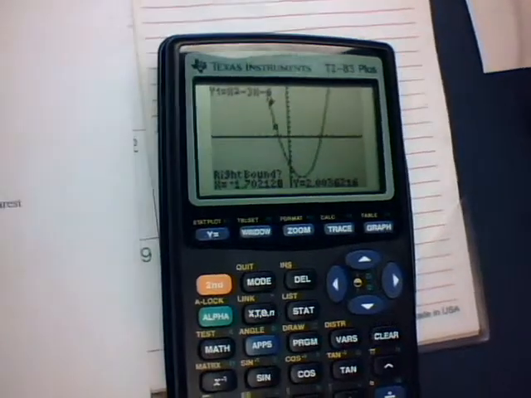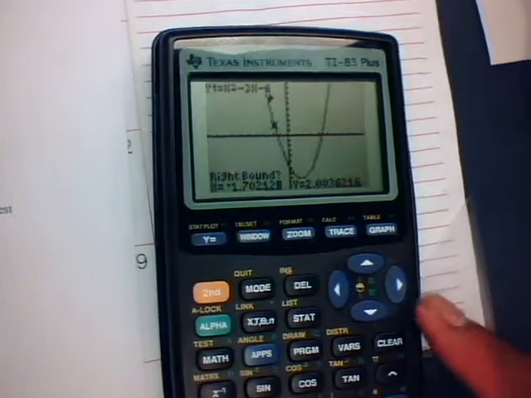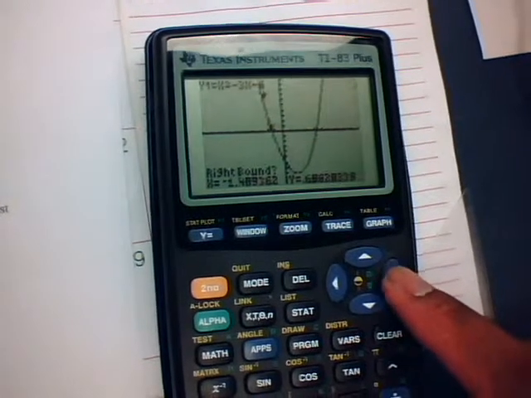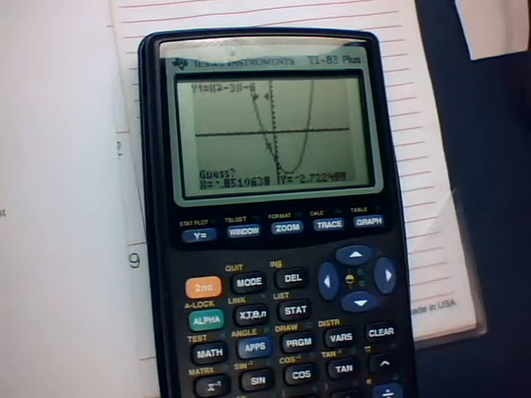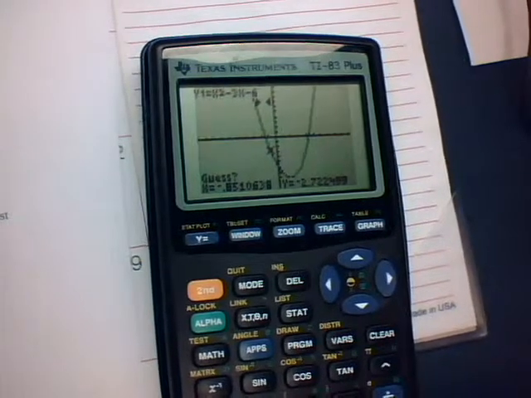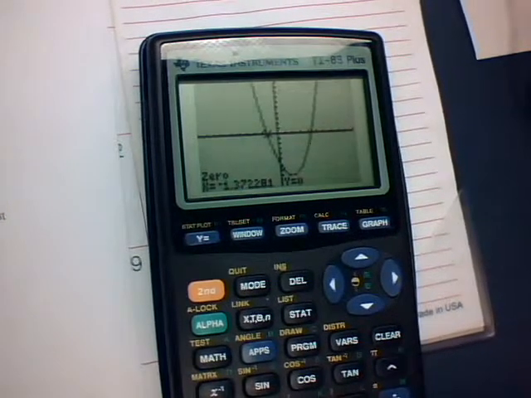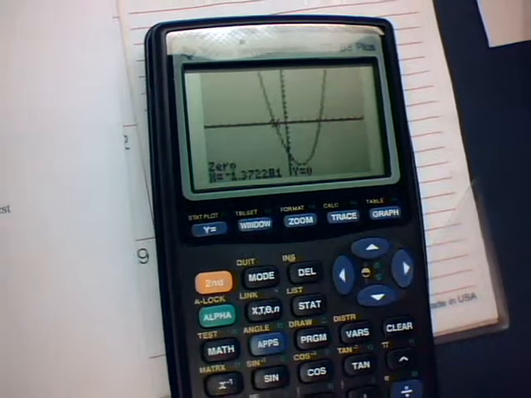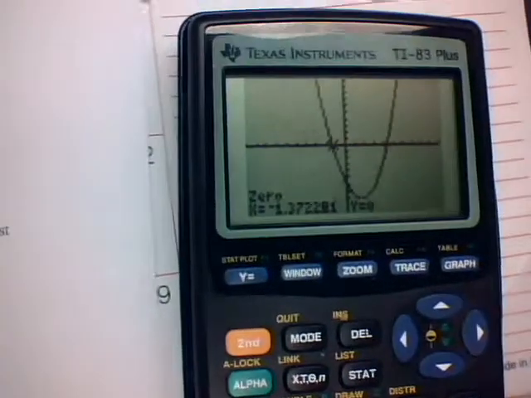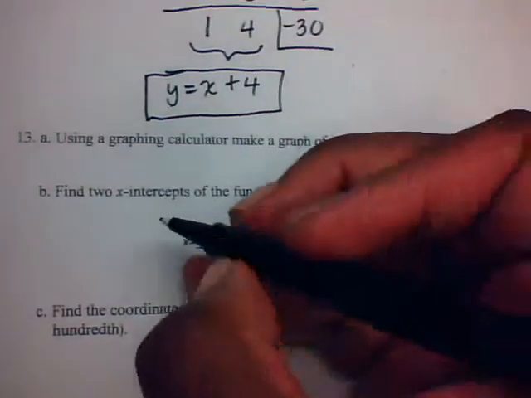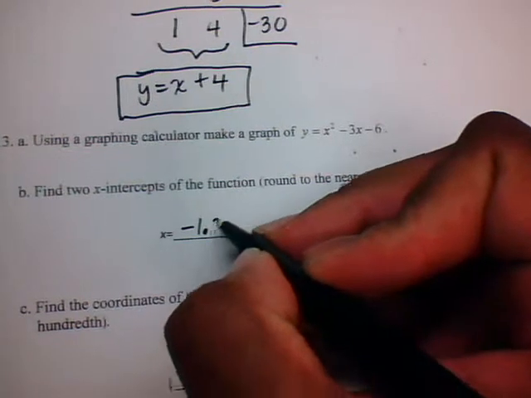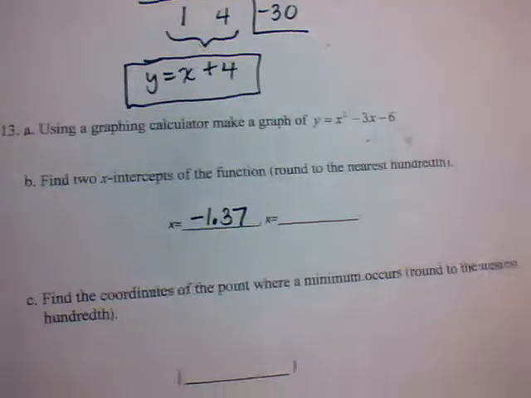And then you should get a message that says right bound. You want to press your down arrow key to put the cursor below it. And then press enter. Then after guess, press enter. That's your first zero. Rounded to 2 decimal places, this will be negative 1.37. So your first x-intercept would be at negative 1.37.